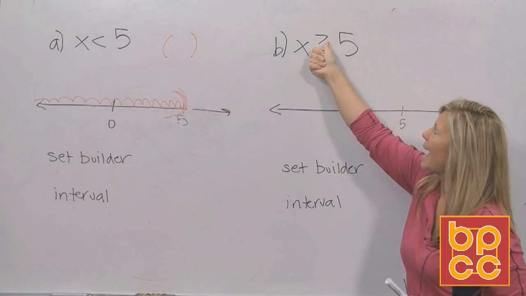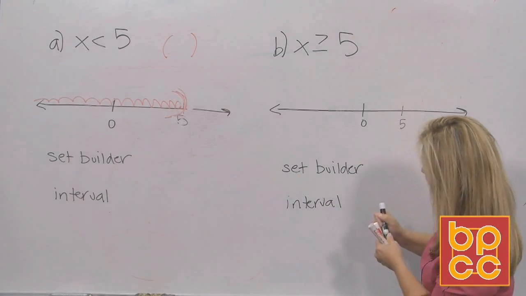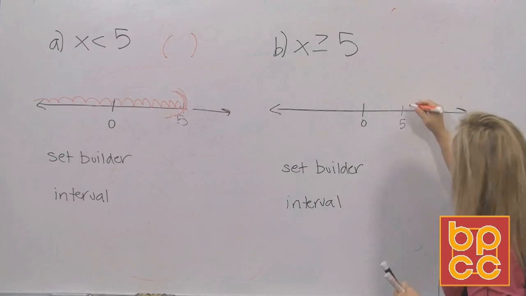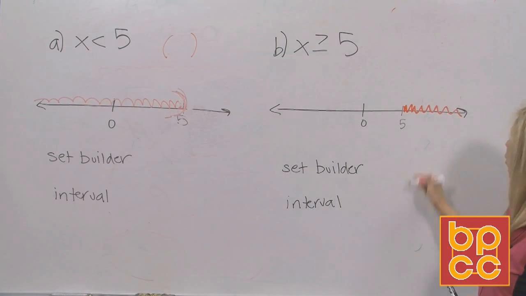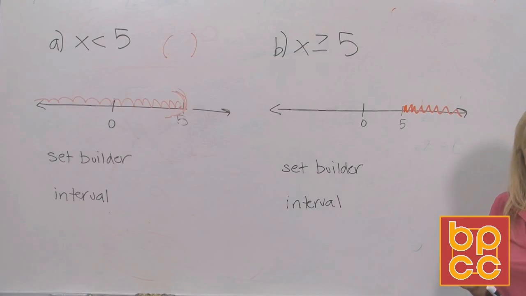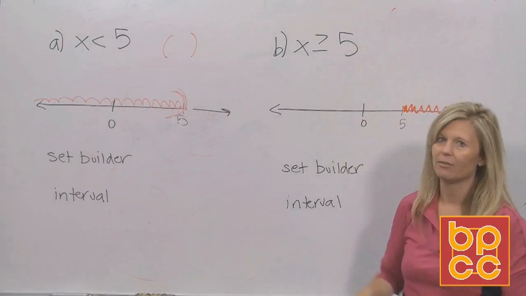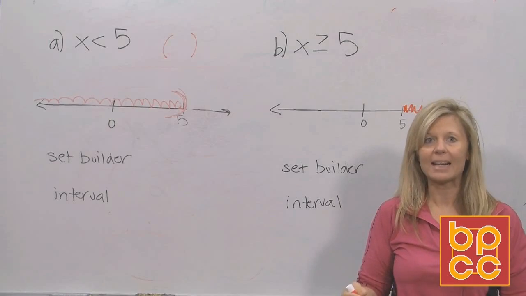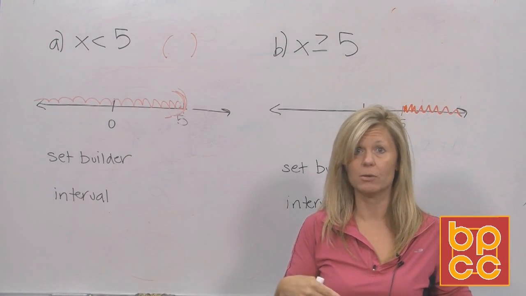Greater than, that arrow is pointing to the right, just like the arrow on the number line is pointing to the right. So you're talking about all the numbers that are greater than 5. So we're going to shade all the numbers greater than 5, and you go all the way to the end of your number line. Don't stop. It says here x is equal to 5. That means x can be the number 5. 5 is part of the solution.